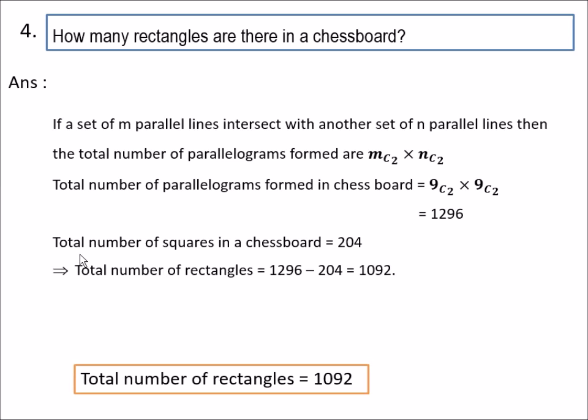But we already know that the total number of squares in a chessboard is 204. Here we need only rectangles, so this has to be subtracted from the total number of parallelograms. Therefore the total number of rectangles is equal to 1092.